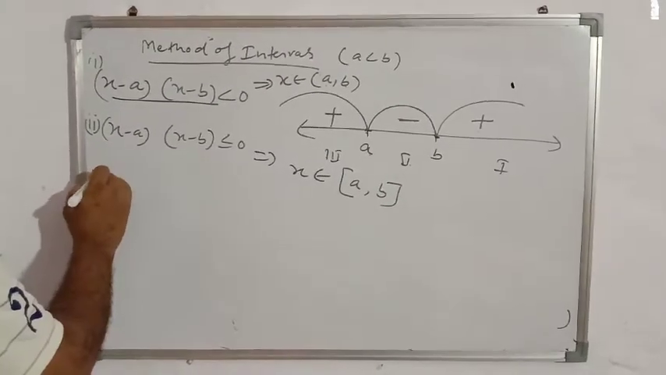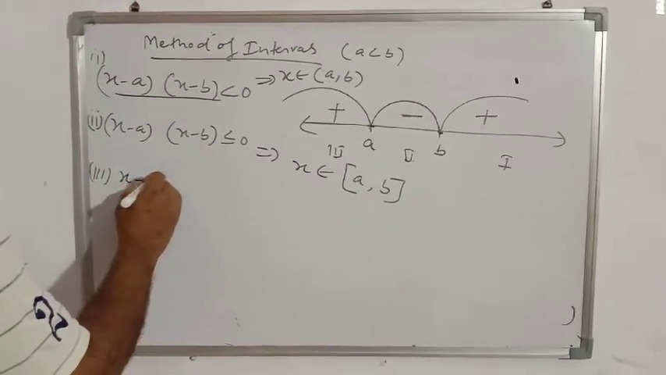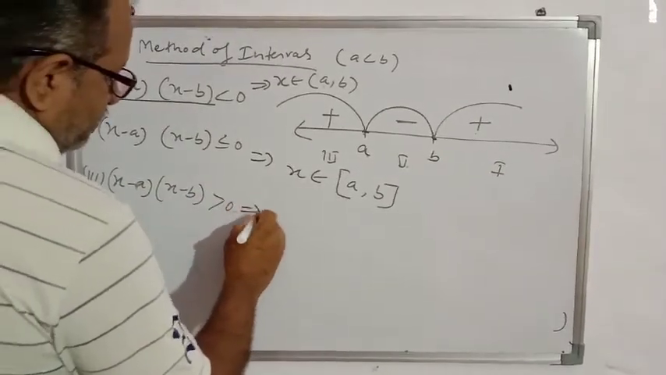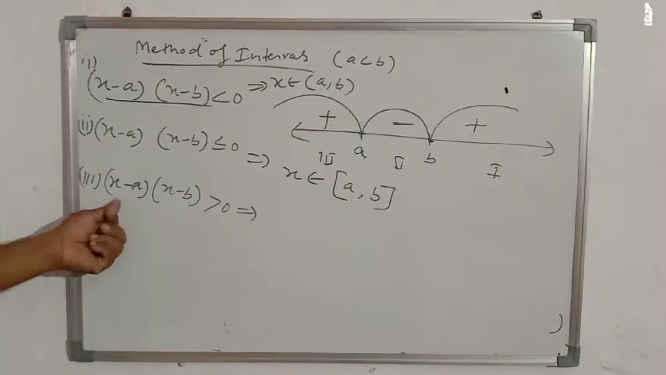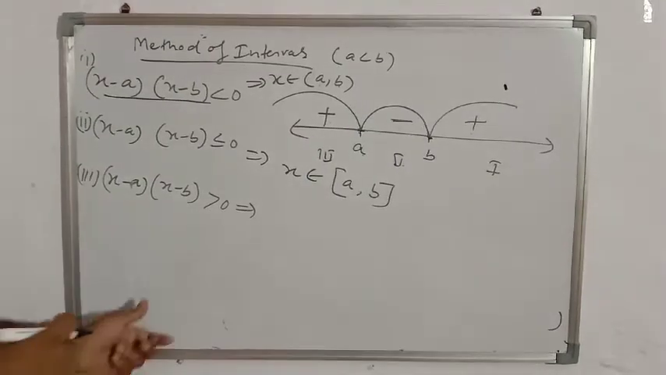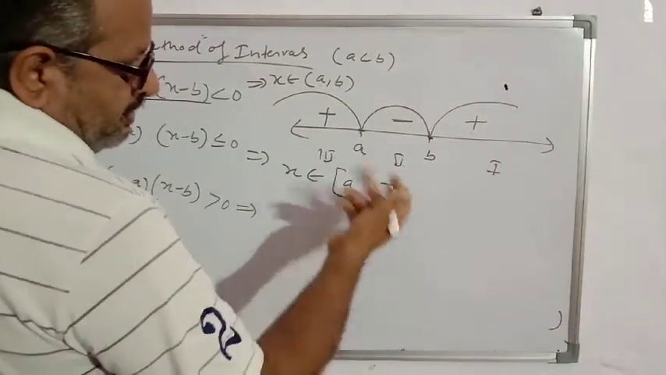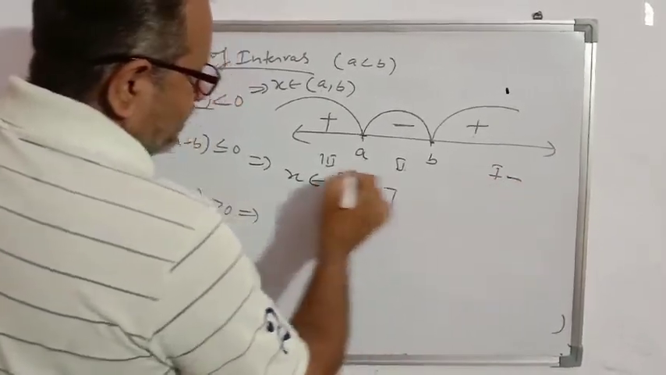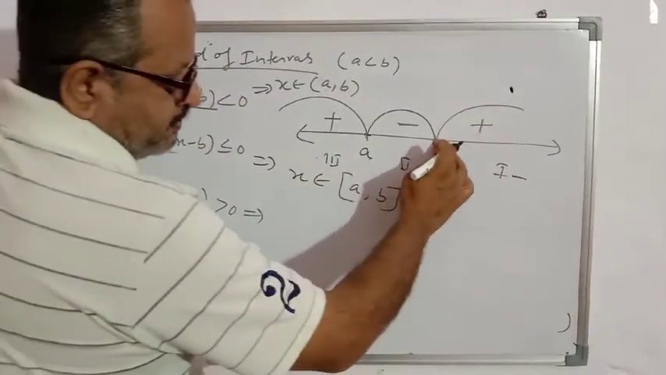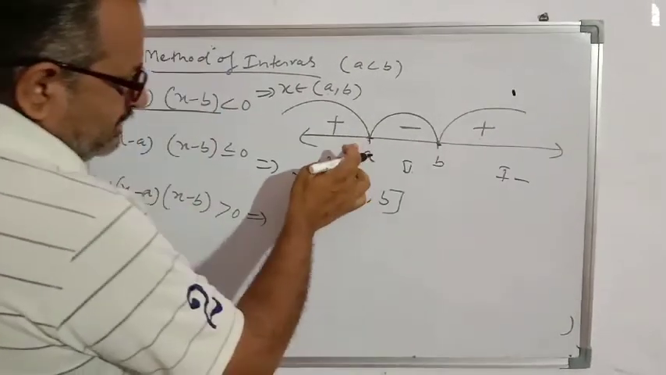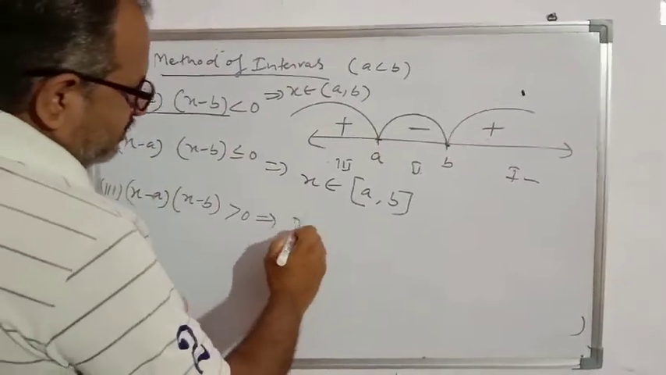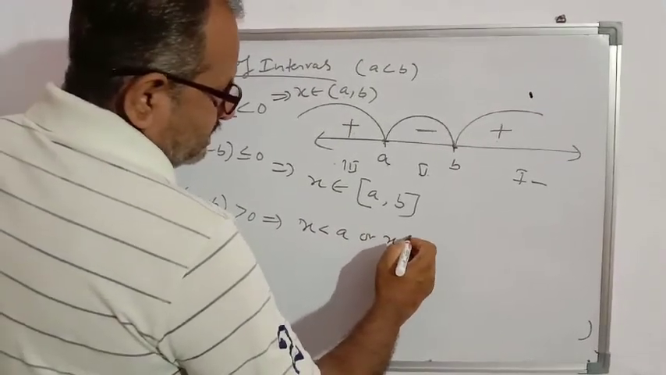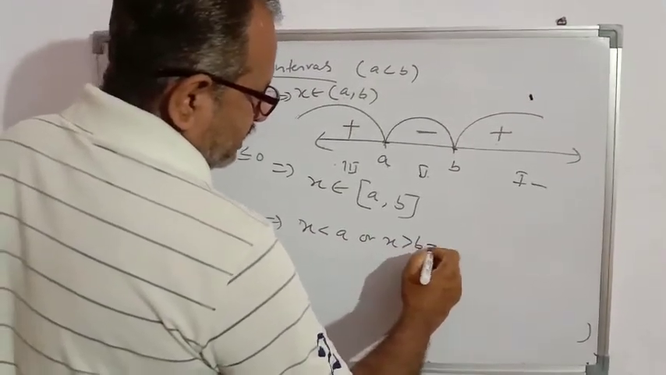And the third part was what? (x minus a)(x minus b) greater than 0. Greater than 0 means positive. The product of these two brackets is greater than 0. See the real number line. Where is the positive? Positive is coming in two parts, the first part and the third part. So what is the first part? Greater than b, and the third part less than a. So we can write x less than a or x greater than b.